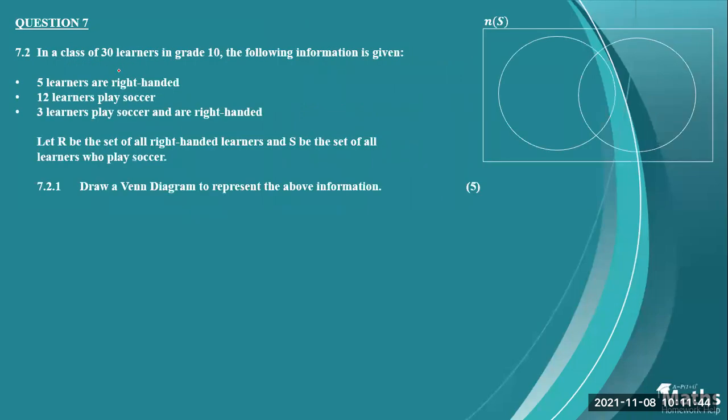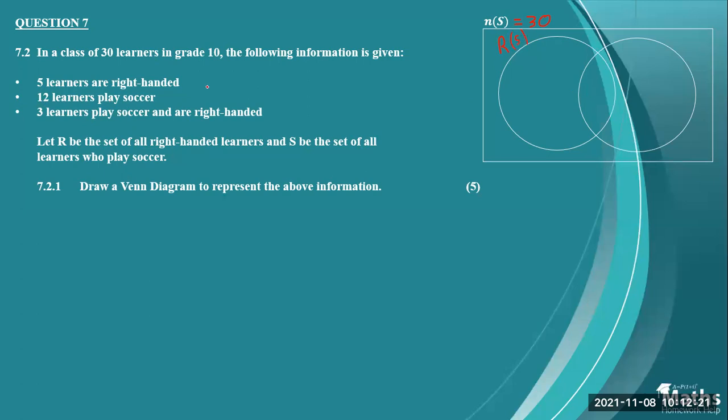The next question is going to be a Venn diagram. In a class of 30 learners, I'm going to start off making that my 30. The following information is given. There are 5 learners that are right-handed. You can decide which one you want to make your right-handed. I'm just going to make this one my right-handed. 5 learners are right-handed, so I'm going to make that one 5. It means this whole circle will be 5.